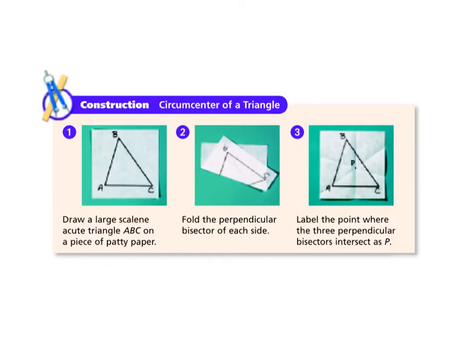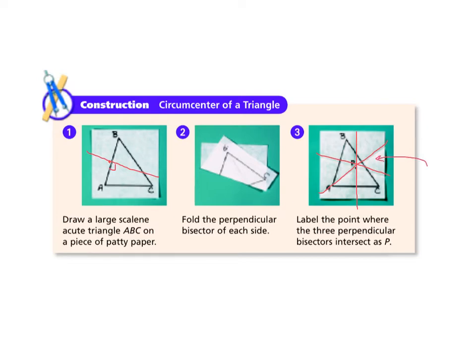Now, we are not going to construct this, but I'm just going to show you what happens here. If you drew a scalene triangle that has acute angles on a piece of patty paper, it's like tracing paper, and then you fold the perpendicular bisector of each side, you don't need to write this down. So the bisector of this side is right here. You folded the paper, and you kept doing that. And so right here you can see your folds. What do you notice about all three perpendicular bisectors?